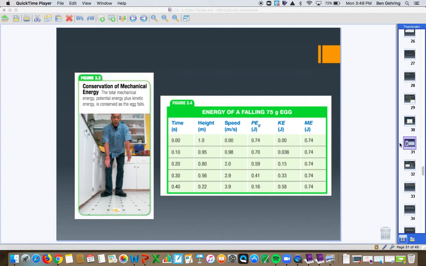For example, look at an egg falling. The time the egg was falling is here, the height it fell from is here, and the speed is going with it. Your potential energy, again, is based on height. This is based on a 75-gram egg. So my potential energy is going to be 0.74 to begin with. Notice I have no kinetic, and then my numbers gradually change. My mechanical is the total. So 0.74 plus 0 is 0.74. 0.70 plus 0.036 rounds up to 0.74. And as it goes on, you see that the mechanical stays the same all the way through. We are ignoring friction, but you get the point.